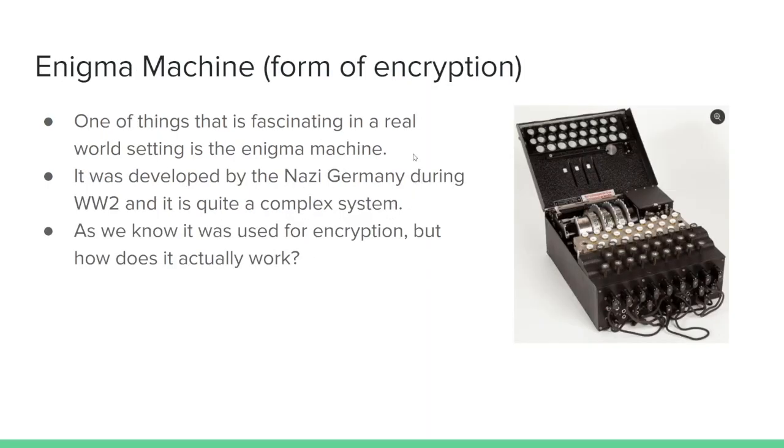For encryption, we can go ahead and use the Enigma machine. The Enigma machine, of course, was developed during World War II by Nazi Germany, and it was their way of encryption back then. As you can see, it's a very complex system. Just by even looking at it, it's a bunch of wires and it's a mess. But it was very sophisticated for its time, and how they cracked it was very interesting.